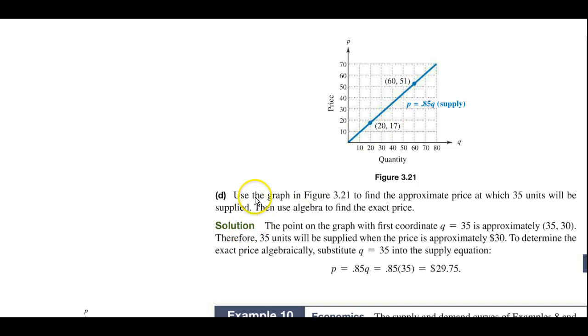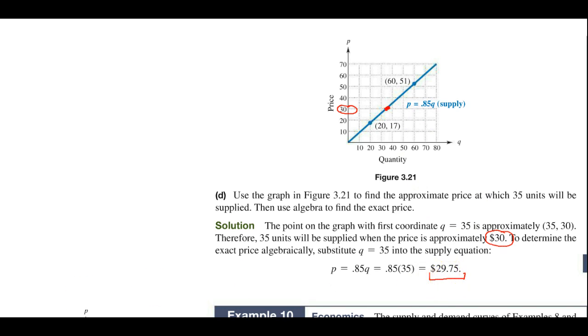Use the graph to find the approximate price at which 35 units will be supplied. So this one we're going to look at 35 units, which is right about there. And it looks like 35 is right there. So it looks like the price will be about $30. Good. And again, citing it from the graph, we don't get the exact amount, but doing it this way, we do.